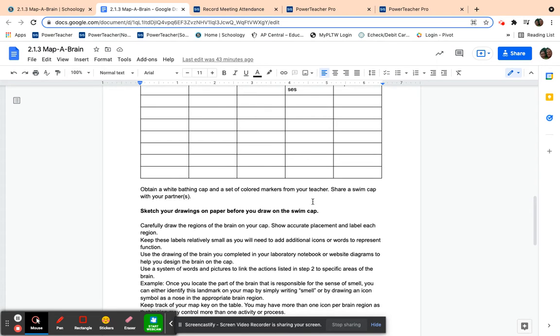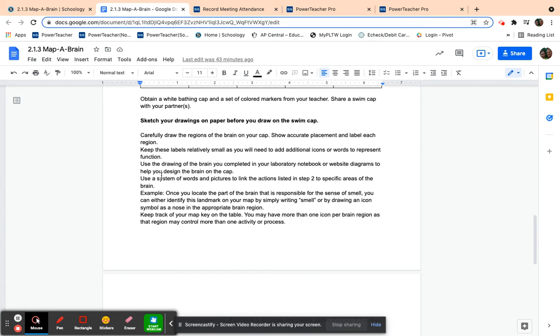So use that information up here to fill out this part here. This swim cap, if I was in class, we would go ahead and do it. I have them set out. We are going to put this on hold until I return on Friday. However, what I do want you to do is practice this on a piece of paper.